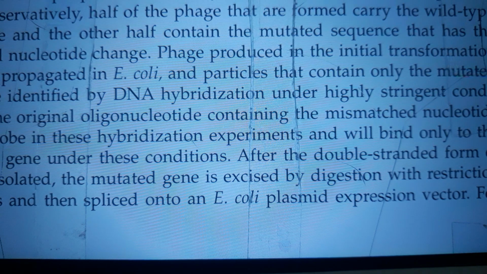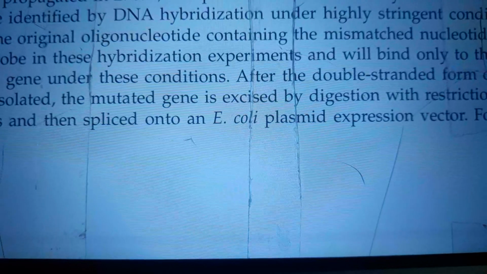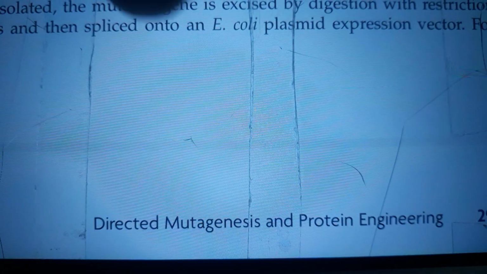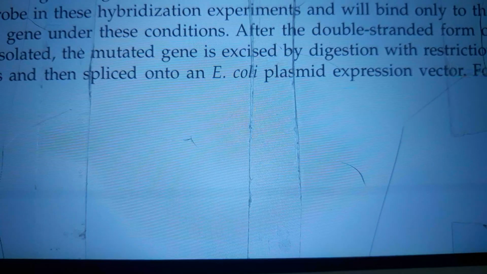Phages produced in the initial transformation step are propagated in E. coli, and particles that contain only the mutated gene are identified by DNA hybridization under highly stringent conditions. The original oligonucleotide containing the mismatched nucleotide is the probe in these hybridization experiments, and will bind only to the mutated gene under these conditions. After the double-stranded form of M13 is isolated, the mutated gene is excised by digestion with restriction enzymes and then spliced onto an E. coli plasmid expression vector.